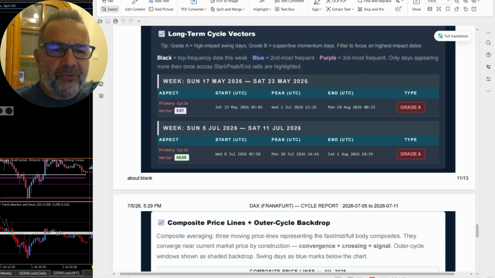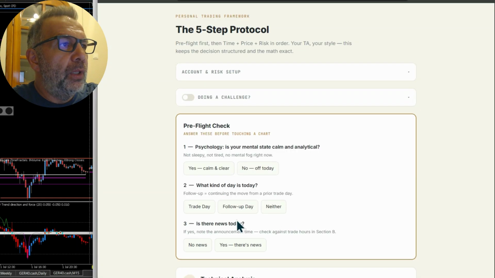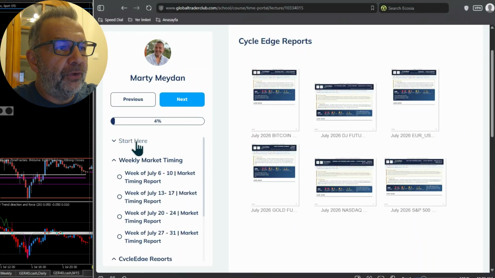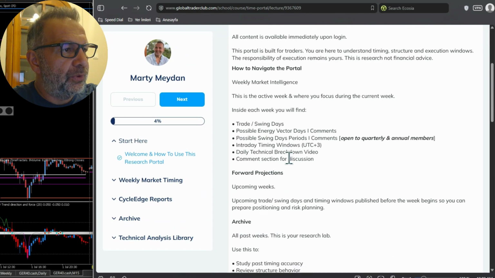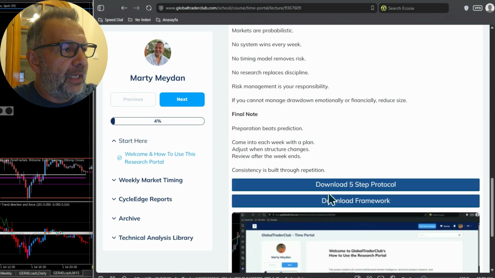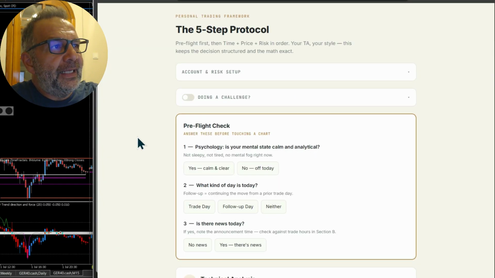And one other friendly reminder I think I should do is the 5-step protocol. Now this is in the members area. You guys already know about it. If you go to start here, welcome to how to use the research portal, it's down here, the 5-step protocol and the framework. You can download them both, not a problem. They're just easy steps to use.